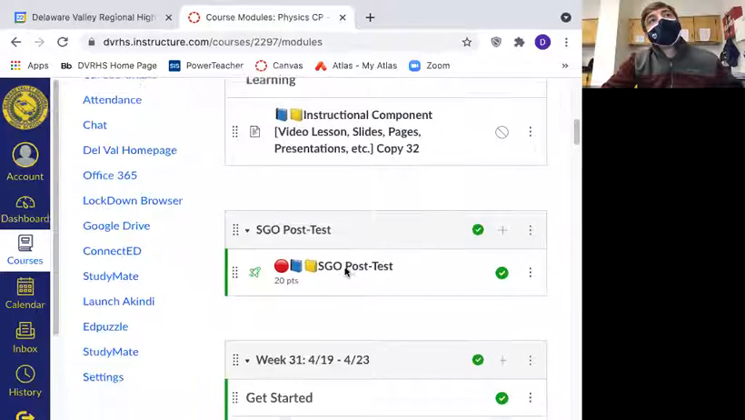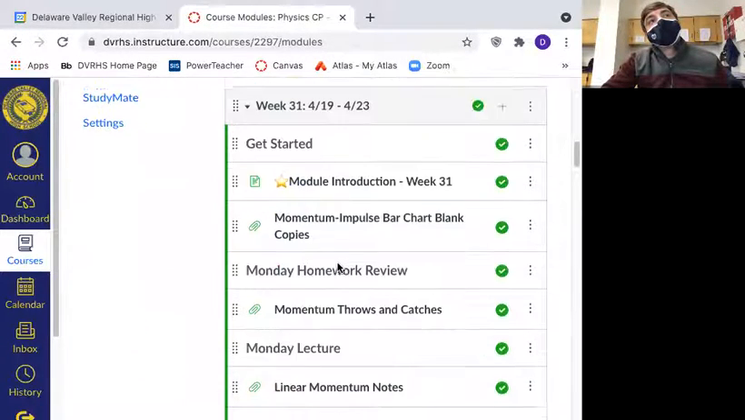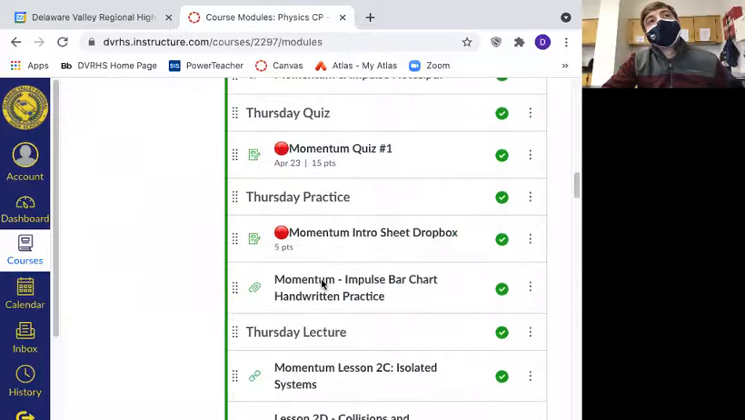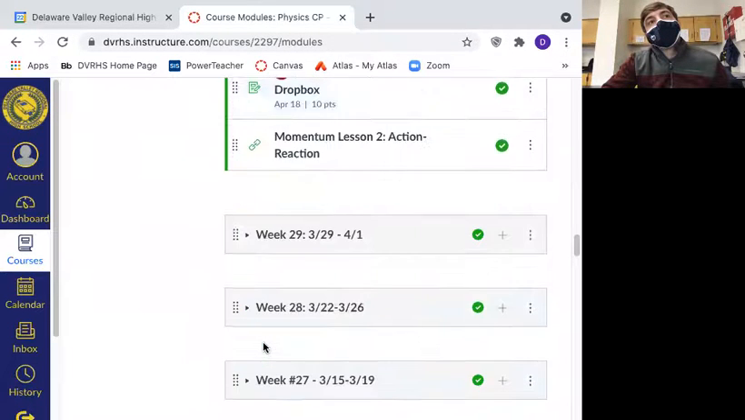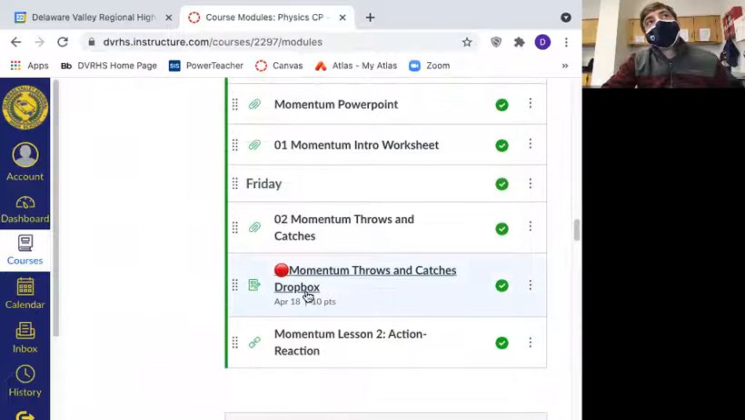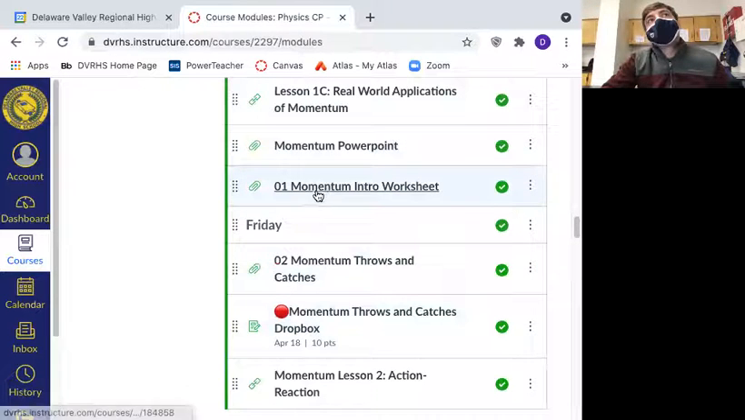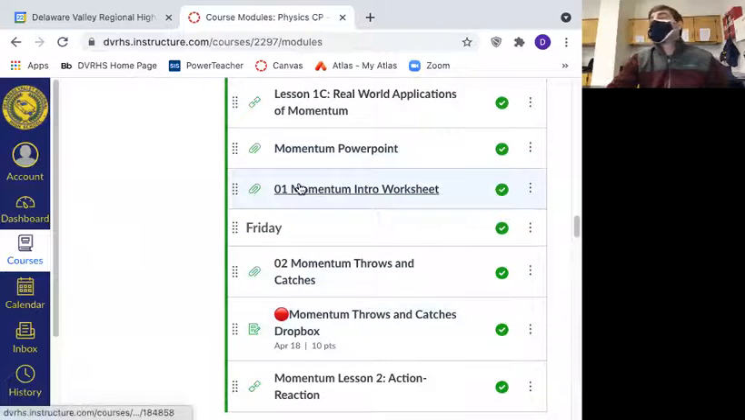I need you guys to pull up, not this week's module, but last week's module. Momentum intro worksheet. Here it is. We worked on it. You guys did the first 3 problems. You should have it somewhere in your notes.